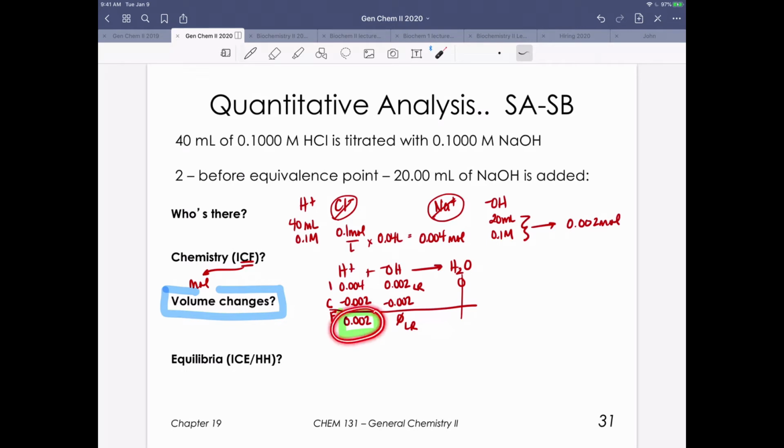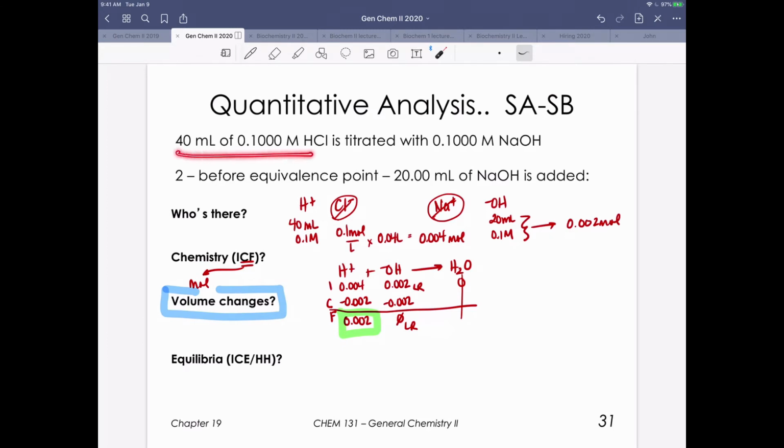So at the end here, we're going to have a final number of moles of H+ of 0.002, and we've reacted all of the hydroxide. Okay, so here's where this problem becomes different. We see that we've changed the volume because we've mixed things together.